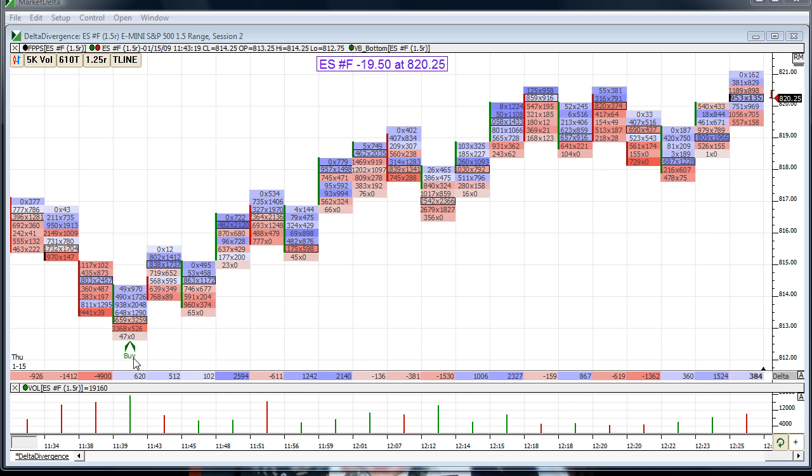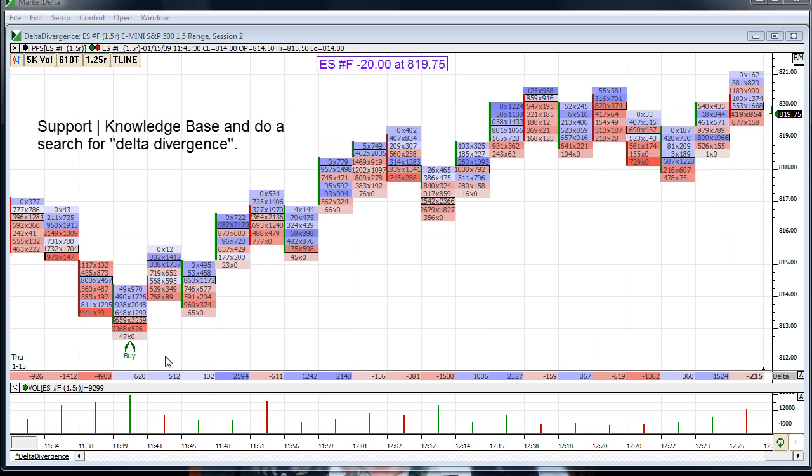The first strategy we're going to look at is called the delta divergence strategy. This strategy is unique to the footprint in that it shows how and where momentum turned in the market, where the market went from sellers to buyers. Now, the specific rules for this strategy are in the knowledge base if you wanted to dig into it. If you just go to our knowledge base, which is located under the support tab, and do a search for delta divergence, you can read more about this particular strategy.